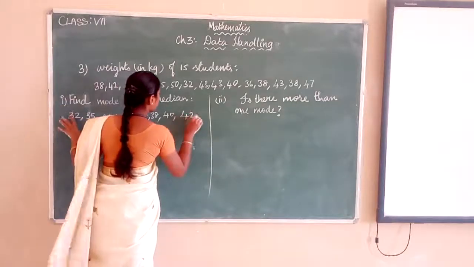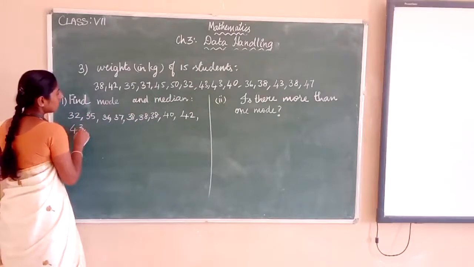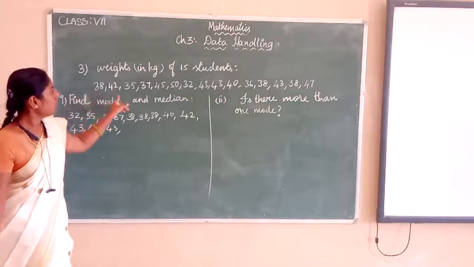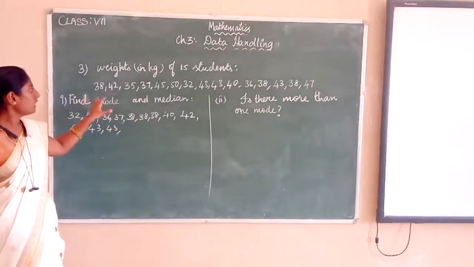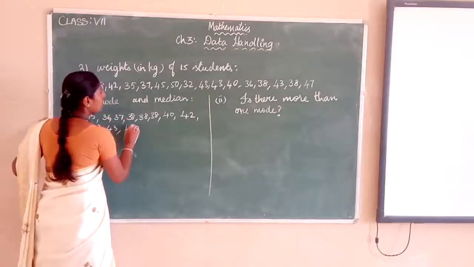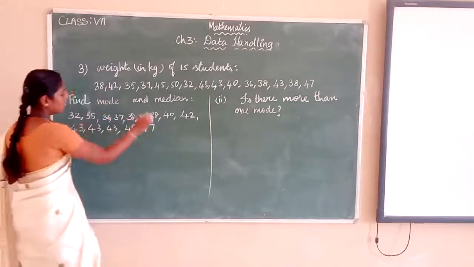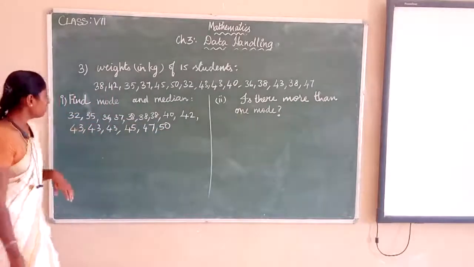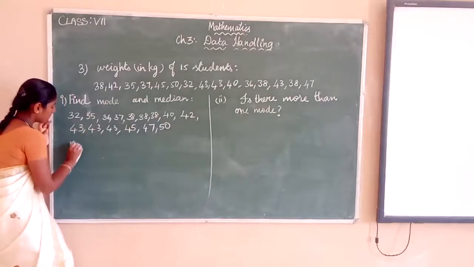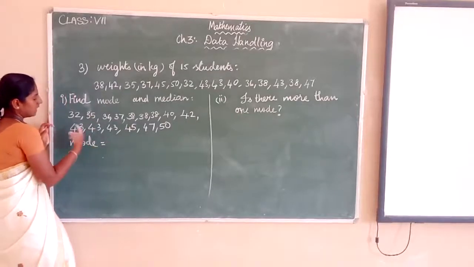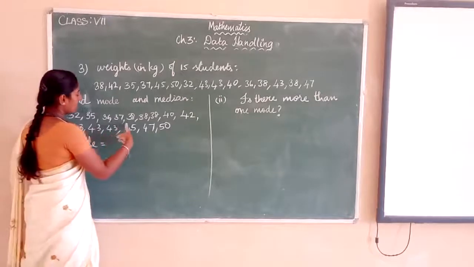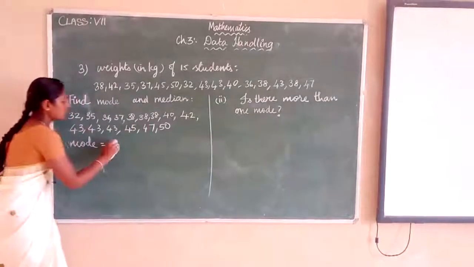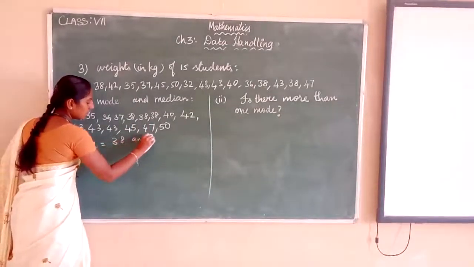Then do we have 43? Yes, we have three 43s. And what else do we have? Do we have 44? No. 45? Yes, we have one 45 and we have one 47. Now if you count, you will get 15 observations. Now let us find the mode. Which number is repeated more than one time? 38 is repeated 3 times and 43 is also repeated 3 times. So 38 and 43 are the modes.